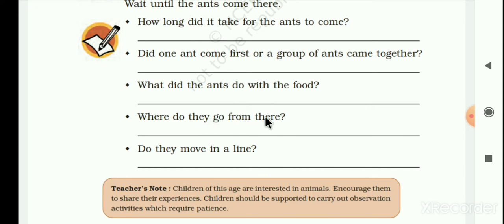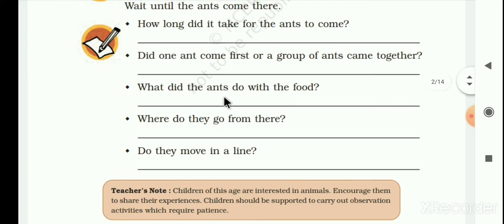You just mark that. You just have a look at whether they go to their friends or somewhere else. You just have a look over here and write it down. Do they move in a line? You just write down over here if the ants move in a line, and if they don't, right? So I think you can write these answers by yourself.